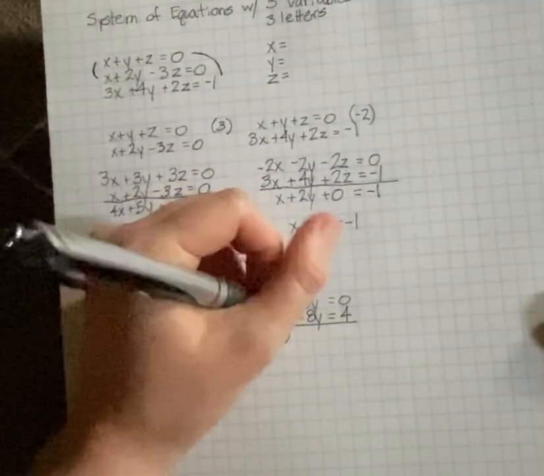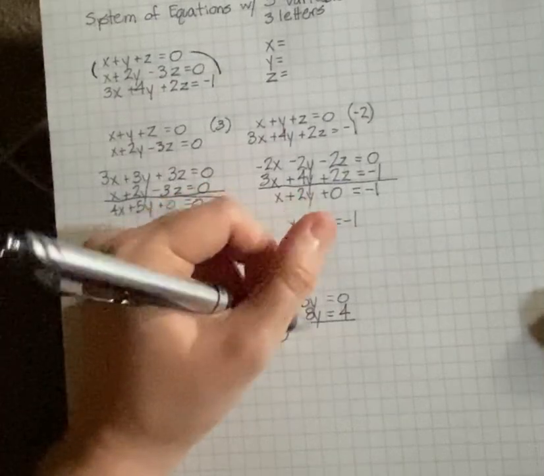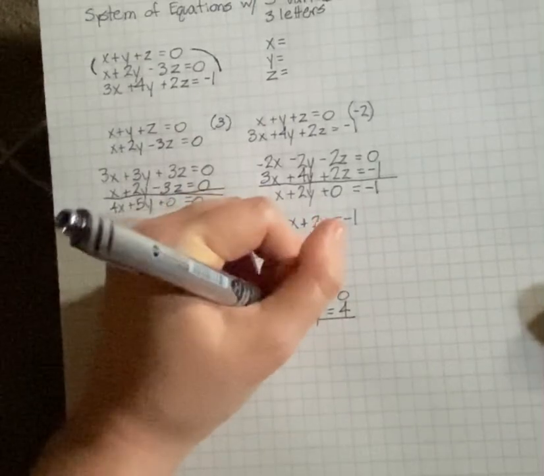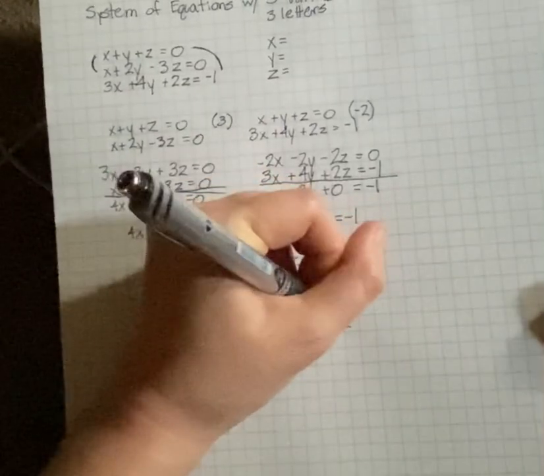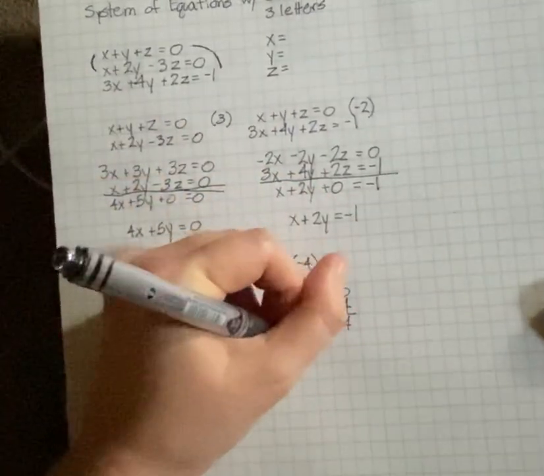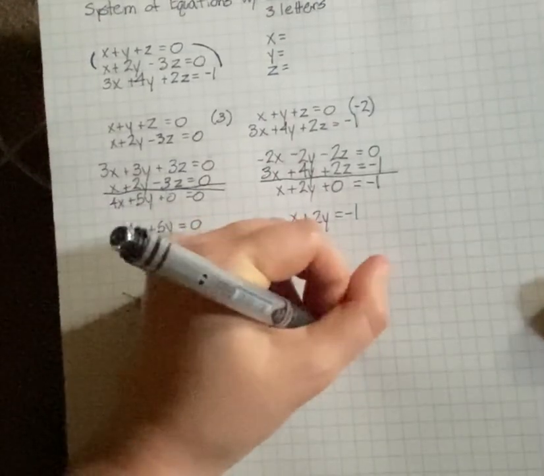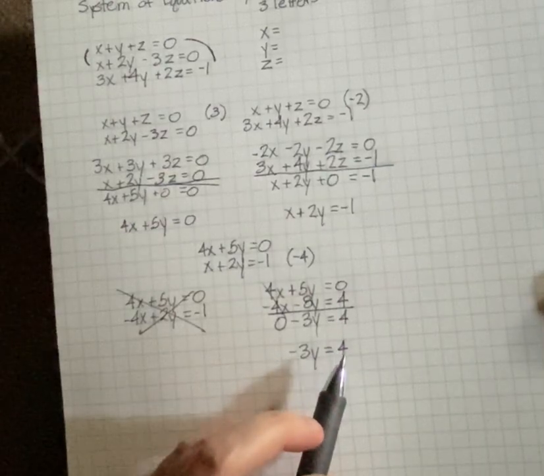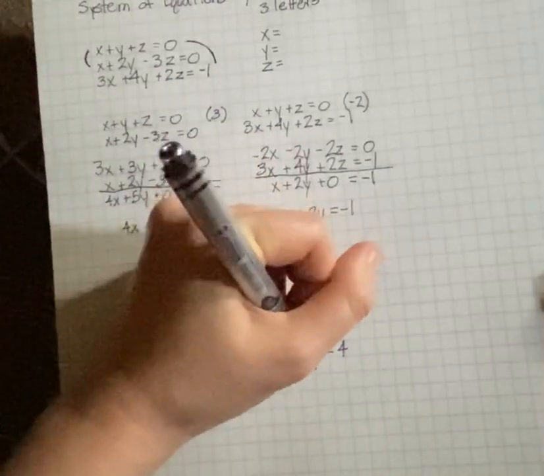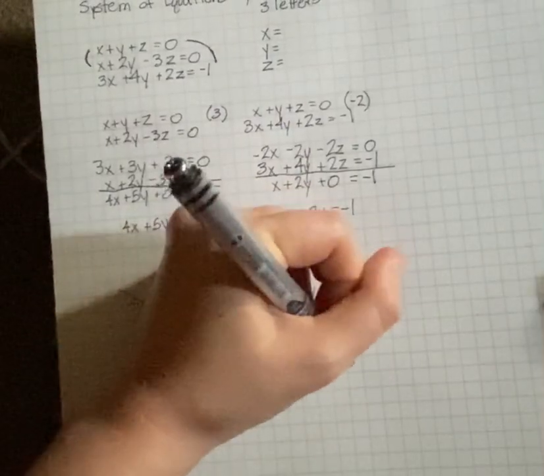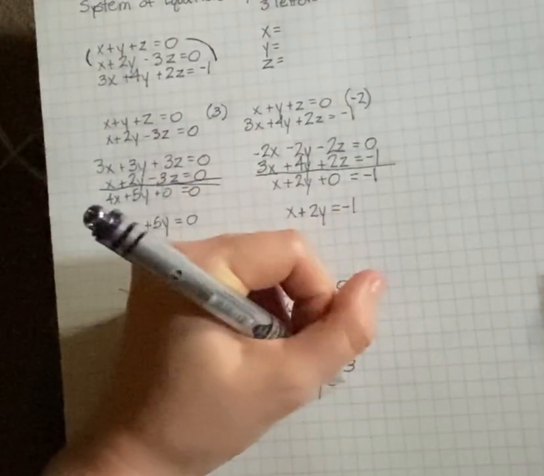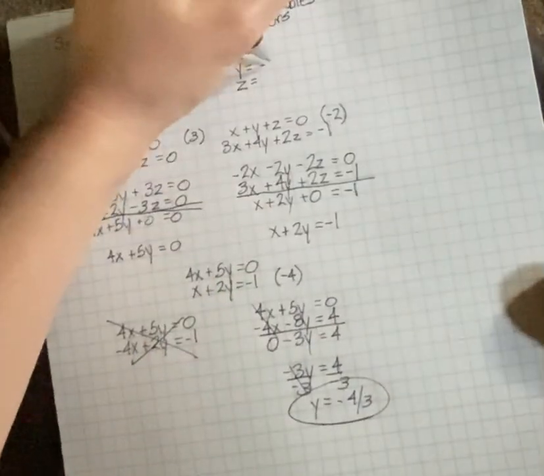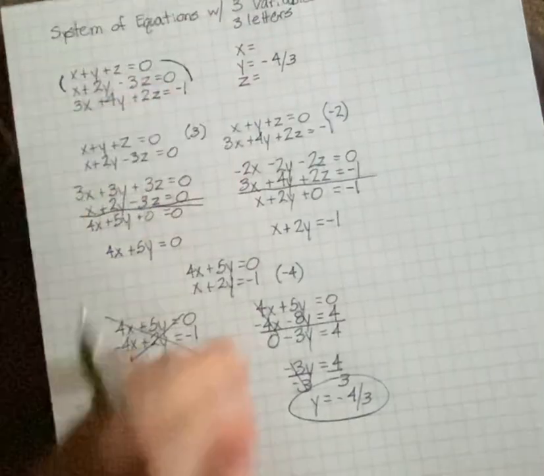This ends up canceling, and it's just 0. Positive 5y minus 8y gives you negative 3y equals 4. So we've got negative 3y equals 4. We're almost done. We want to get down to what y equals, so we just divide by negative 3. Y equals negative 4/3. Okay? We've got one of our answers.